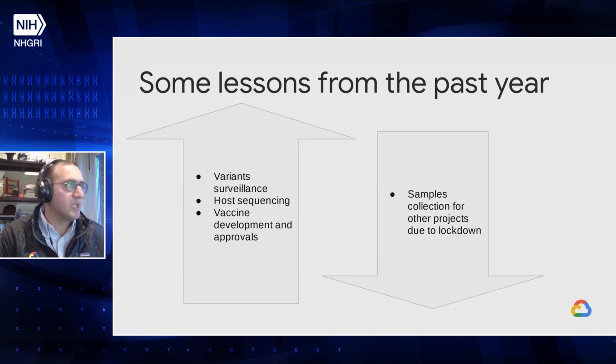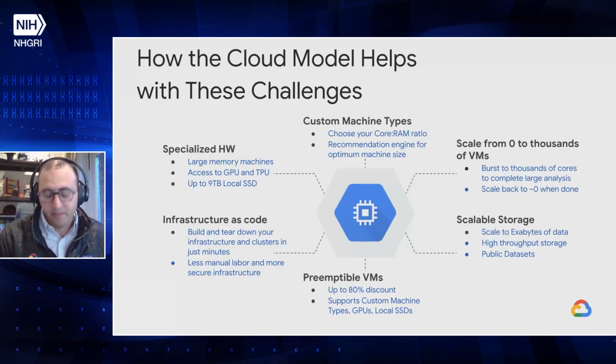So a couple of quick notes from last year. Many organizations faced different challenges. For example, looking at some of the projects I was involved in, some of the biobanks and some of the large genomics projects were struggling to have any data. Sample collection centers were not accessible because of travel restrictions, lockdowns, and medical staff being reassigned. On the other hand, we had lots of variant surveillance programs, host sequencing, and vaccine development and approval programs. This shift can catch any organization off guard.